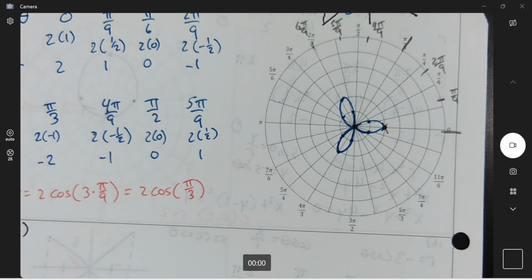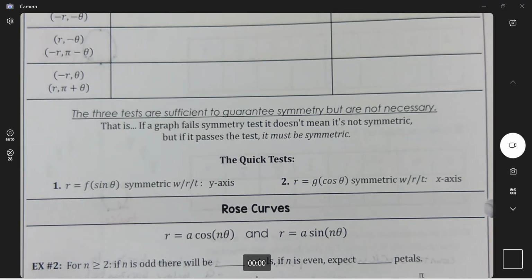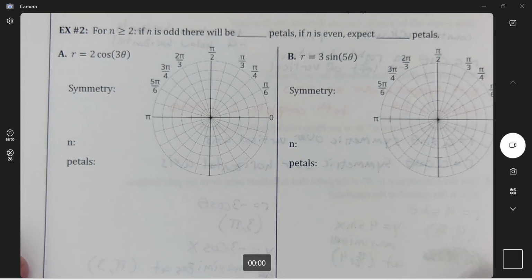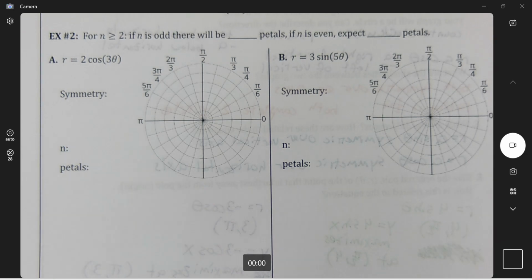So now let's go back to the actual notes for 2a. And let's talk about what we saw. We saw symmetry over the horizontal axis.